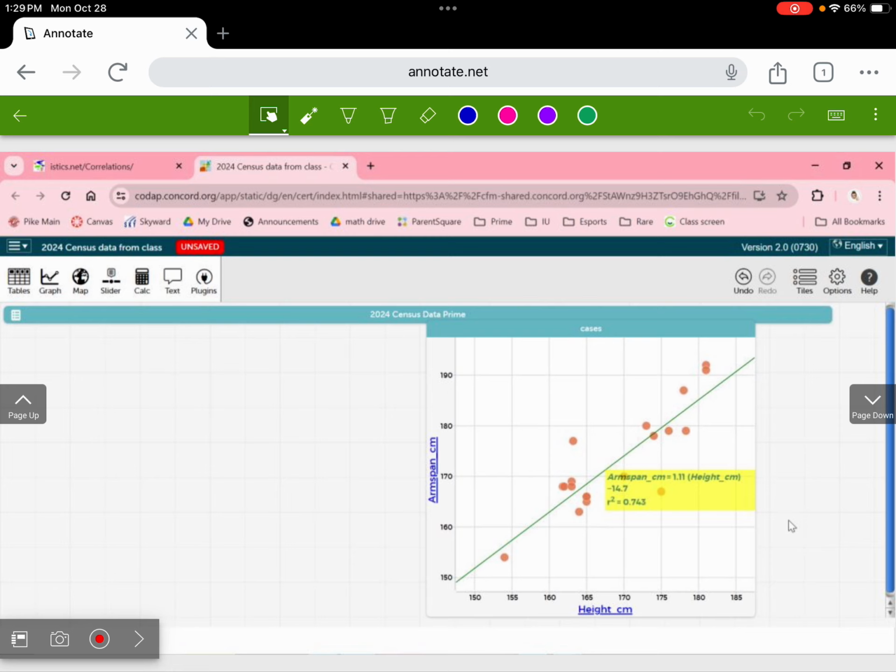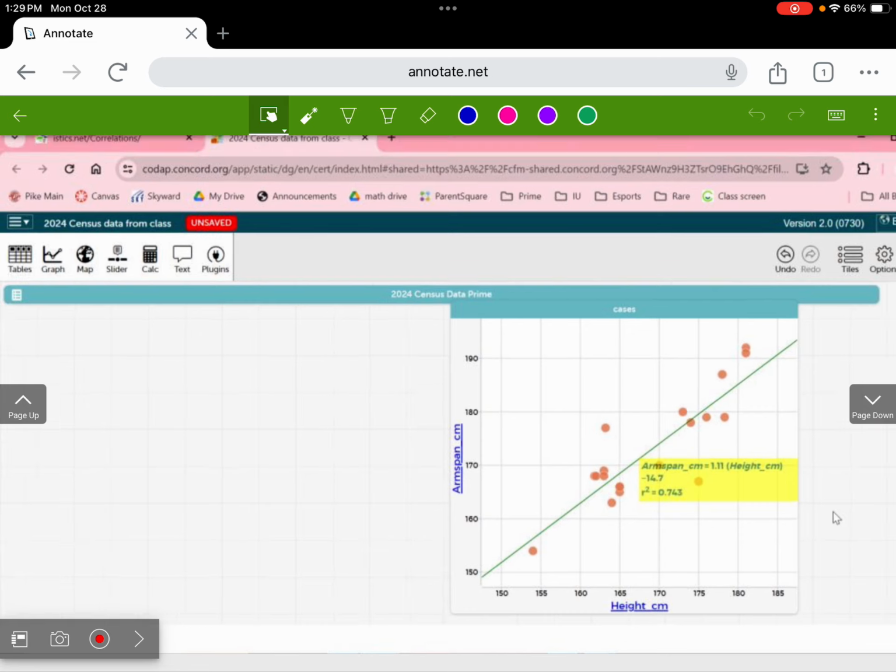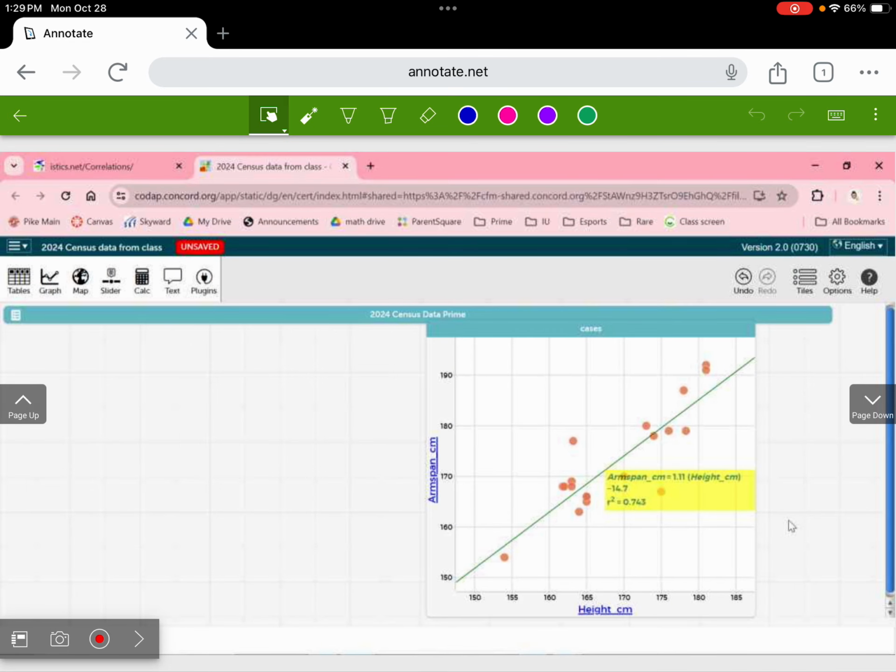So if we have our equation like this, our equation is in here, where it says arm span equals, mine says 1.11 height minus 14.7.